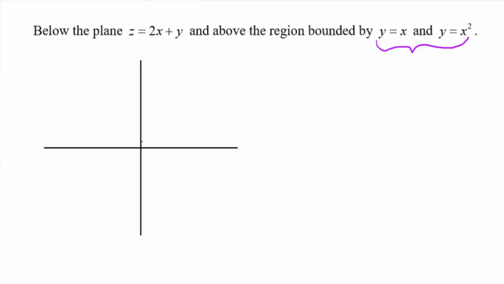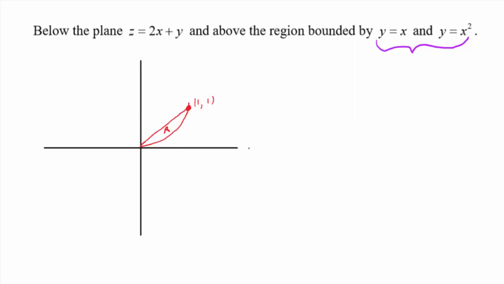So y equals x squared, just a quick sketch. The important part of the parabola is right there. y equals x, the 45-degree line, is going to intersect the parabola at (1, 1). And so R is in that region right there.